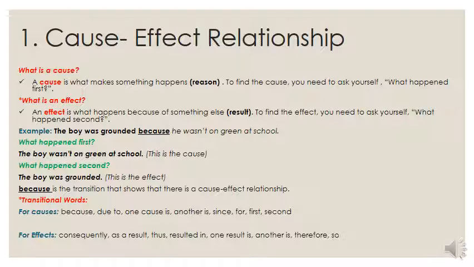So the cause-effect relationship is the reason and the result relationship. What happens and what this thing leads or results to. Some of the transitional words that are used for causes are because, due to, since, for, first, second, which means first cause, second cause, third cause, and so on. And for effects, we can use consequently, as a result, therefore, thus. All of these are used for effects.